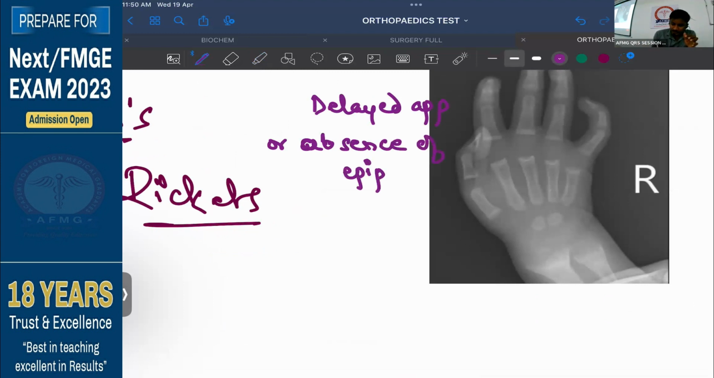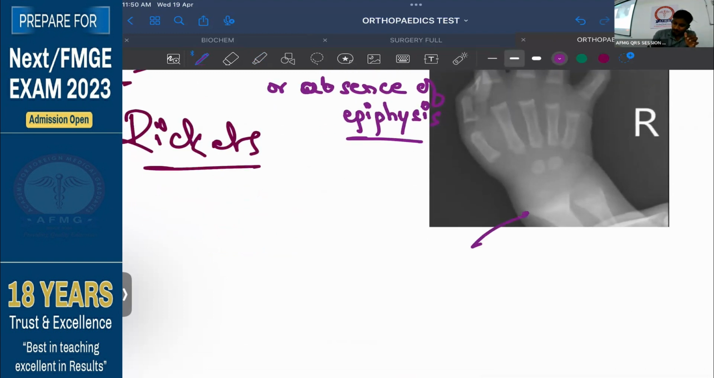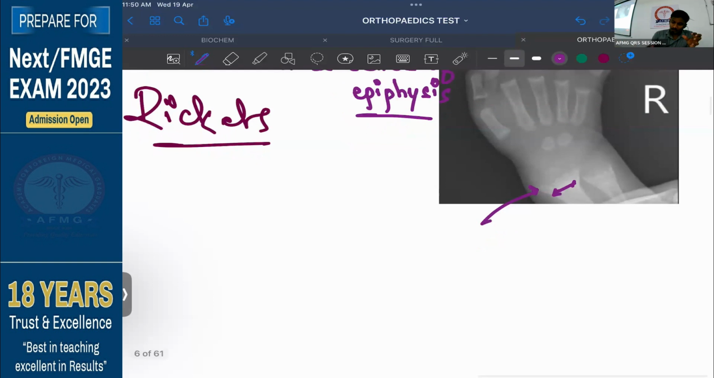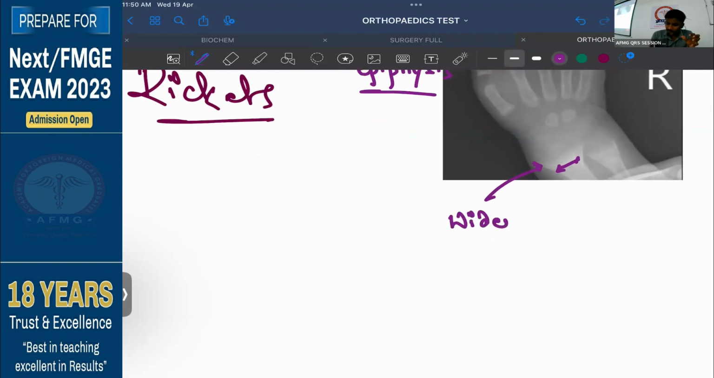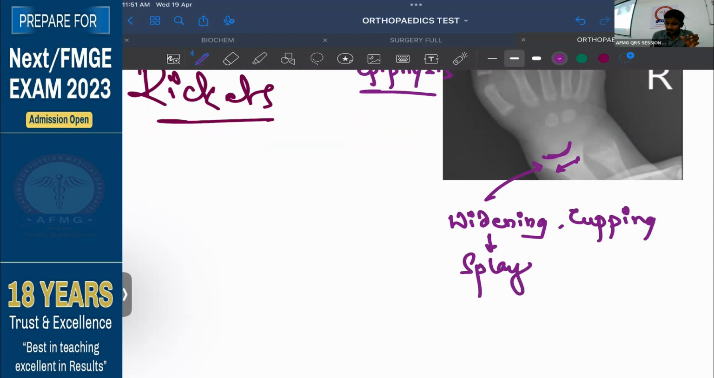Second feature on X-ray which will be seen. This is the important feature that is seen. What do you see at the wrist, on the radius and the ulna, both of these? Both of them are widened. Okay, the metaphysis is widened. Please remember this. And that is what is widening. What else will you see here? There is cupping. What could be another name for this widening? It is also called splaying. This is what is known as splaying. Then there would be cupping.